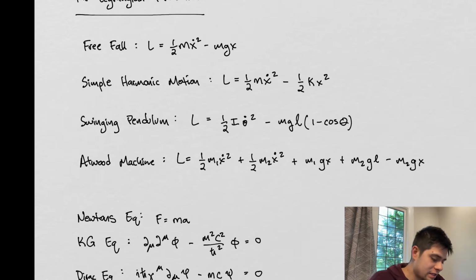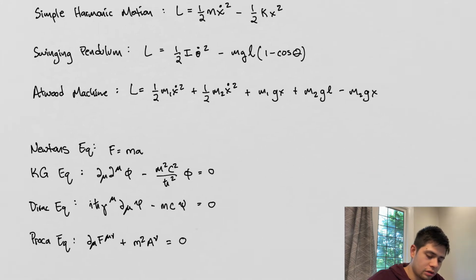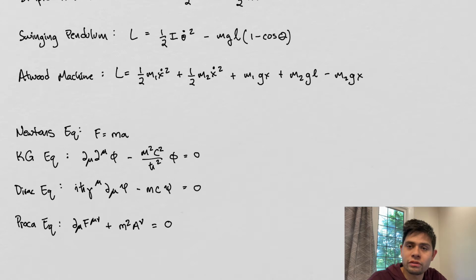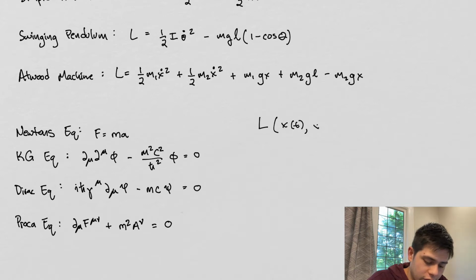What exactly is the Lagrangian though? Simply put, now that we've seen some of these examples, we typically call the Lagrangian L. And it's a function of 2 things, right? It's a function of position, which is a function of time. And it's a function of the velocity of the position, which is also a function of time.